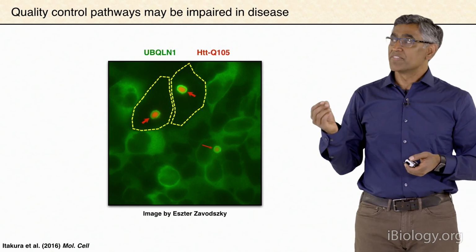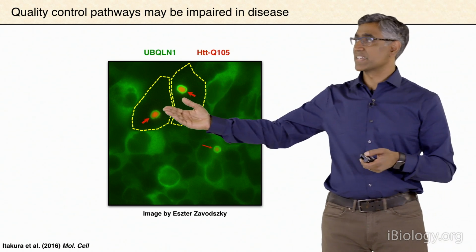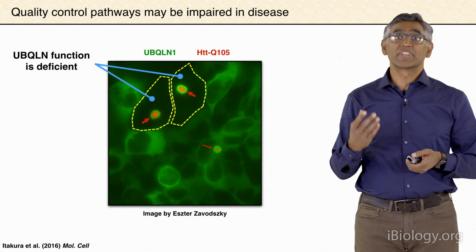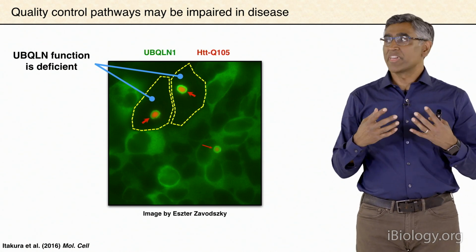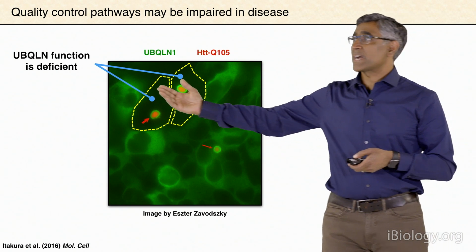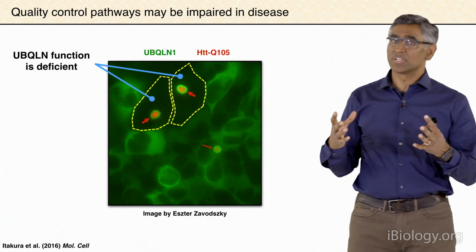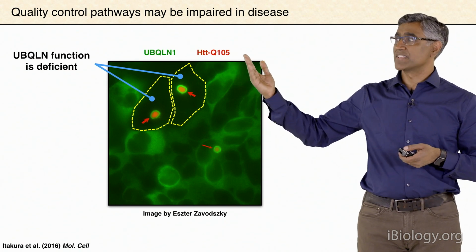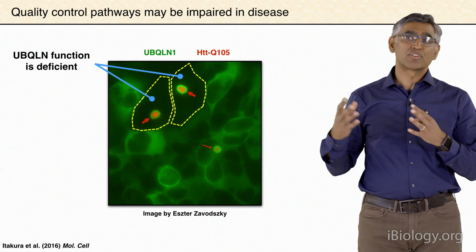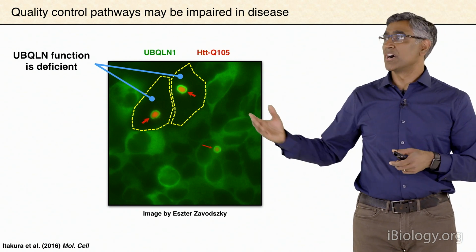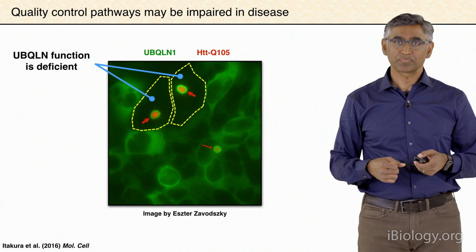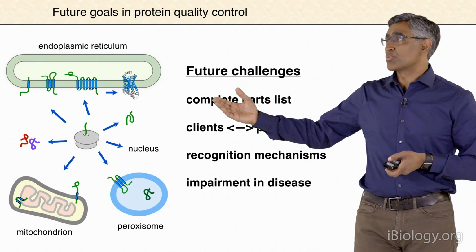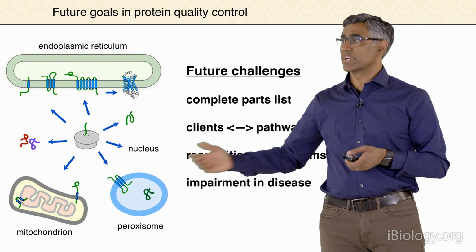And sure enough, if you look specifically in these cells that contain the aggregates, the ubiquilin in those cells is deficient in serving its normal function. And so what we think then is that the lack of this important quality control and housekeeping function might be a contributing factor to why cells that have certain kinds of aggregates are prone to death and prone to eventual dysfunction.